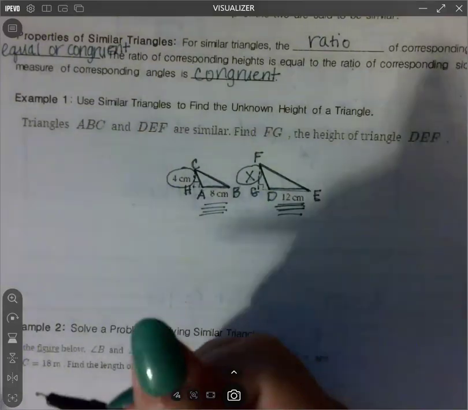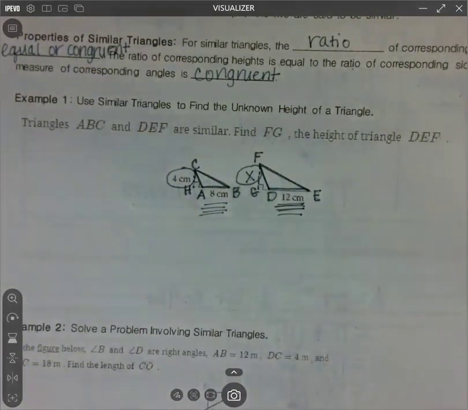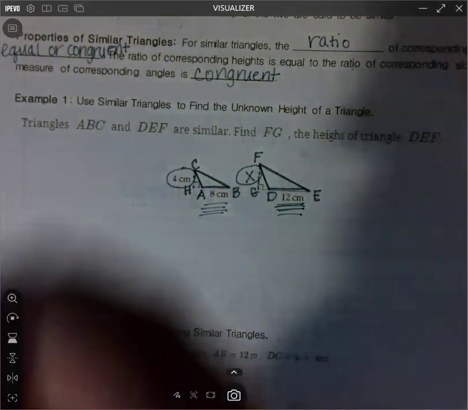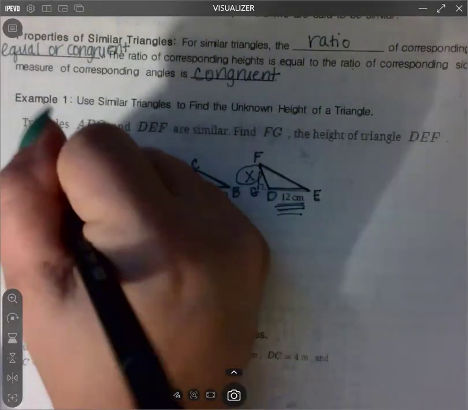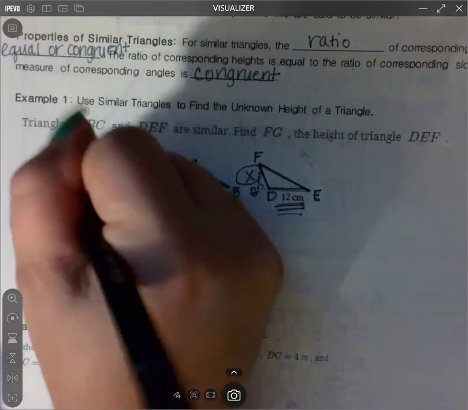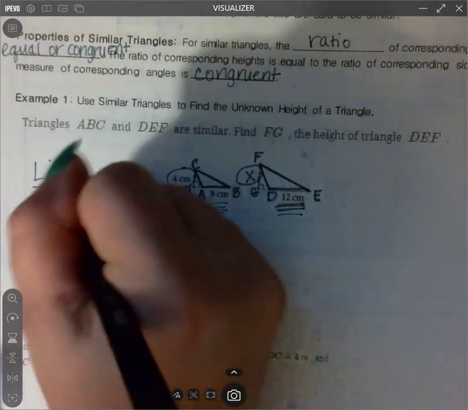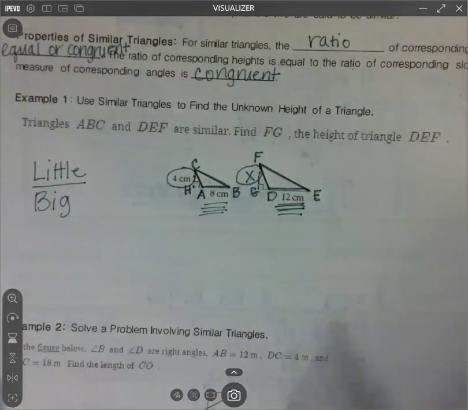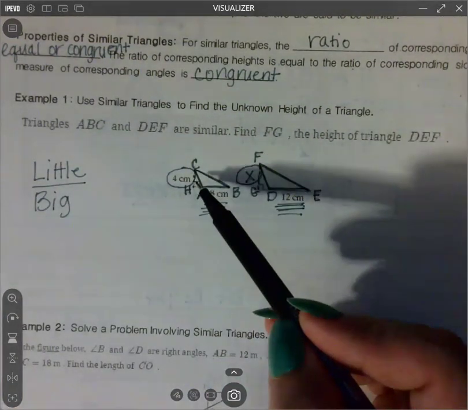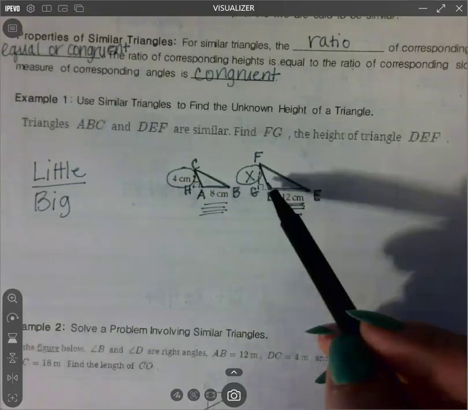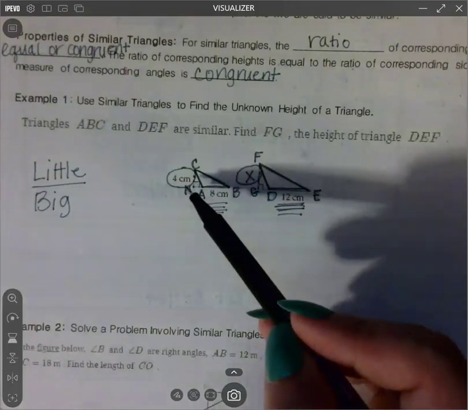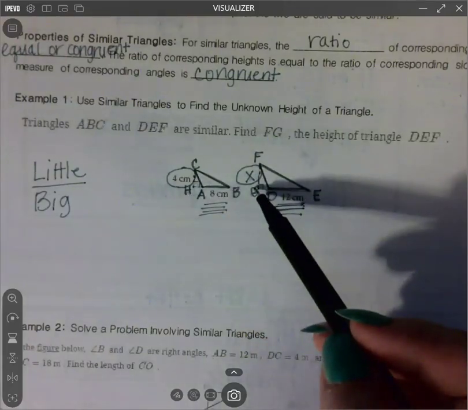There is more than one way to set these up. I'm going to show you my favorite way. If you end up going to the tutoring center, they may show you a different way, and that's okay too. I like to do the little triangle over the big triangle. So I'm going to start with what I need to find. I need the height. So I'm going to do the little triangle over the big one.